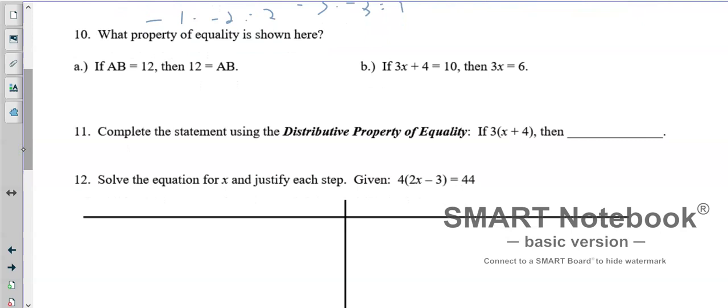Number 10, what property of equality is shown here? If AB is 12, then 12 is AB. They're just switching places. That's symmetry. The left side matches the right side. Like if you draw a line down your face, generally the left side somewhat matches the right side.